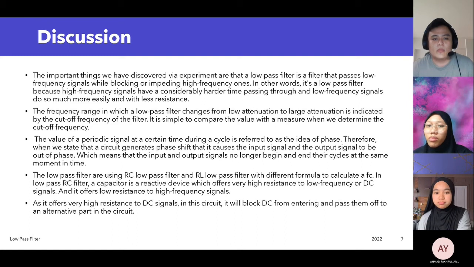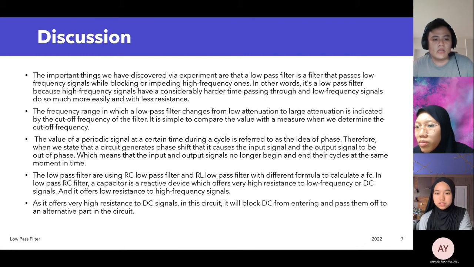It is simple to compare the value with a measure when we determine the cutoff frequency. The value of a periodic signal at a certain time during a cycle is referred to as the idea of phase. Therefore, when we state that the circuit generates a phase shift, it causes the input signal and output signal to be out of phase, which means that the input and output signals no longer begin and end their cycle at the same moment in time. The low pass filters are the RC low pass filter and the RL low pass filter, with different formulas to calculate the FC.